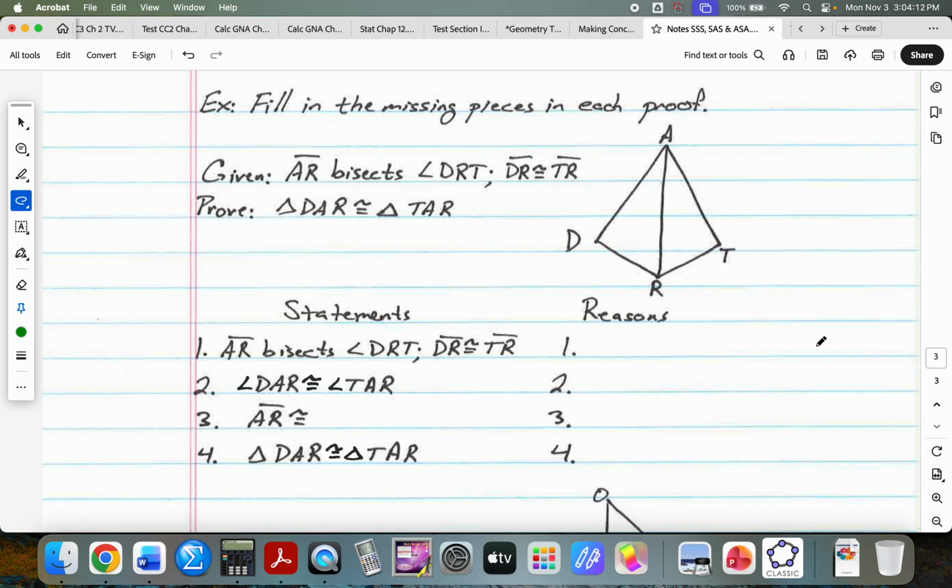Here we're going to fill in the missing pieces. Before this unit is over, I will expect you to be able to write this from nothing. For now, we're going to help you along a little bit, but we'll slowly but surely take that away. So, here it says that AR bisects the angle DRT and DR is congruent to segment TR. How do I know that's true? Because it was given.